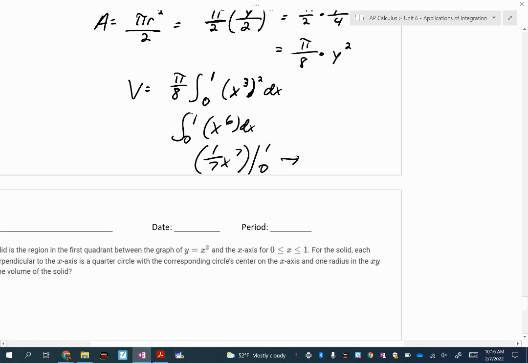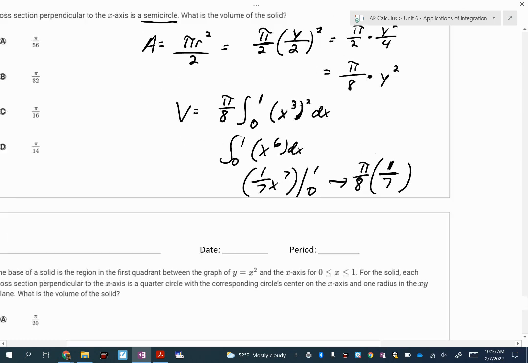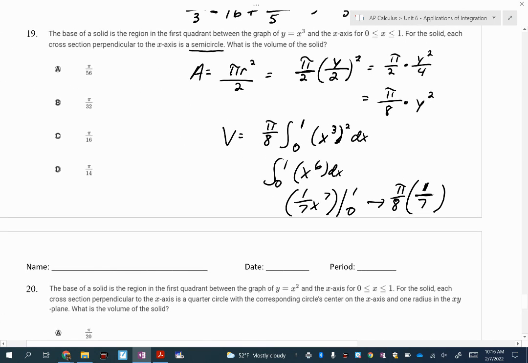Don't need to plug in 0, so you get 1/7. Again, that's not my answer because you need to multiply by pi over 8. Which gives me my volume of pi over 56 units cubed. All right, so 19 is A.